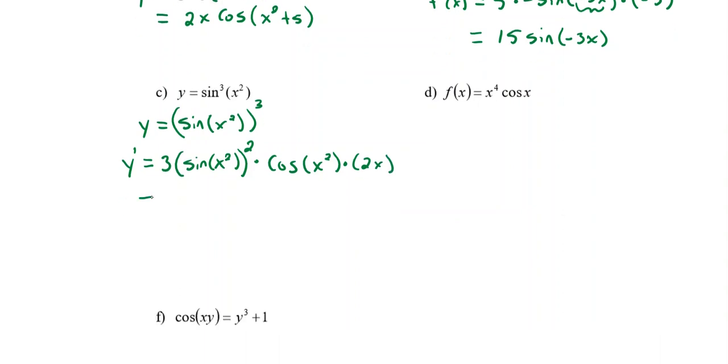I guess we should clean it up a little, though. That would just be 6x times sine squared x. Just writing this a little different. And then cos x squared. And if you want to make sure that you don't get this mixed up, because cos x squared looks a lot like sine squared x, right? This is different. You might want to put little braces on there just to show that it's cos x squared, like you're taking cos of x squared.